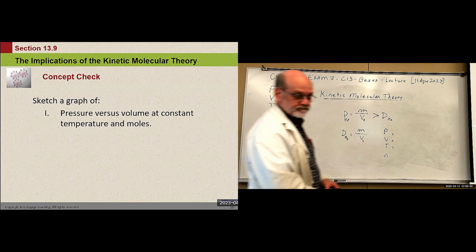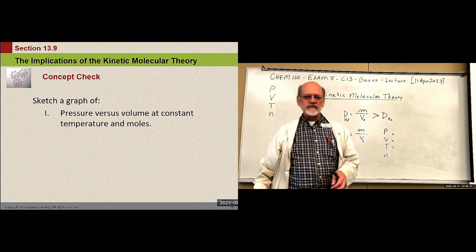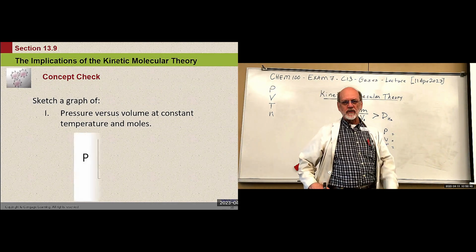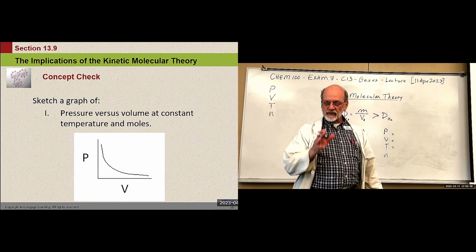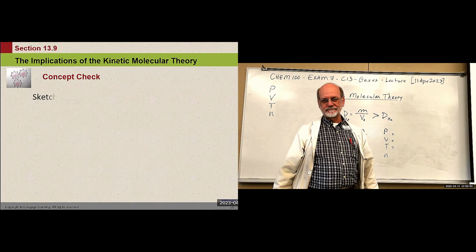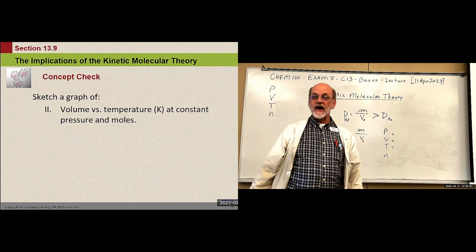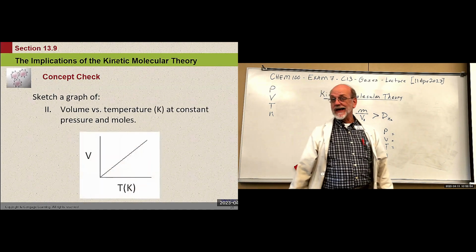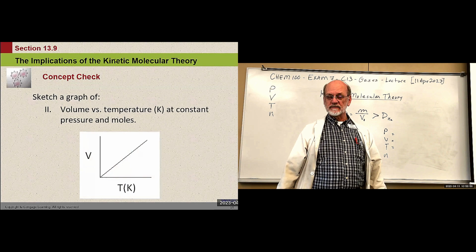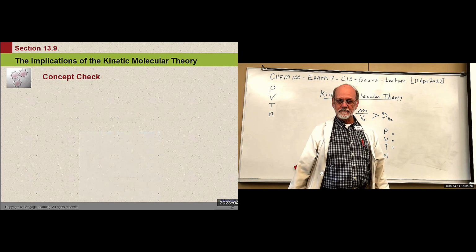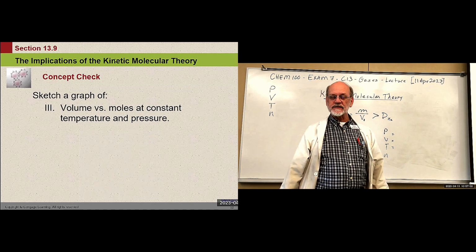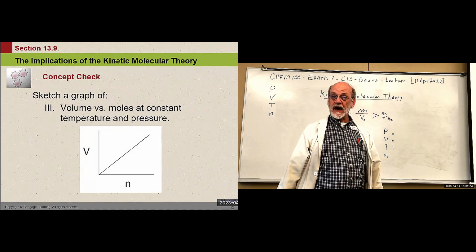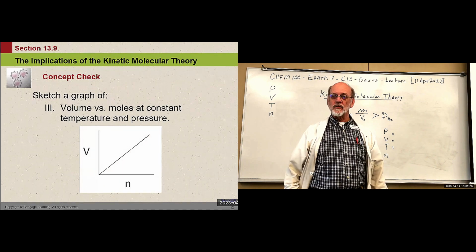Yeah, we're getting there. Sketch a graph of pressure versus volume at constant temperature and moles. There it is. That's our hyperbola, Boyle's law. Sketch a graph of volume and temperature. It's a straight line with a positive slope. That's Charles' law. Sketch a graph of volume versus moles at constant temperature and pressure. That's Avogadro's law. It's also a positive slope.